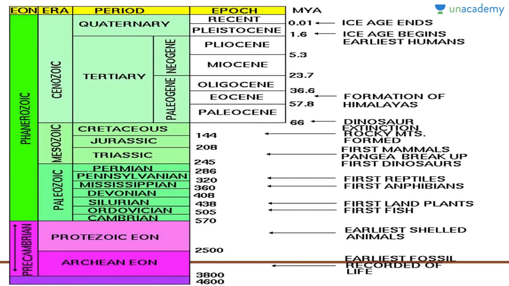Now this is just the gist of what I've explained earlier, like you can see it here. First fish appeared during the Paleozoic period.